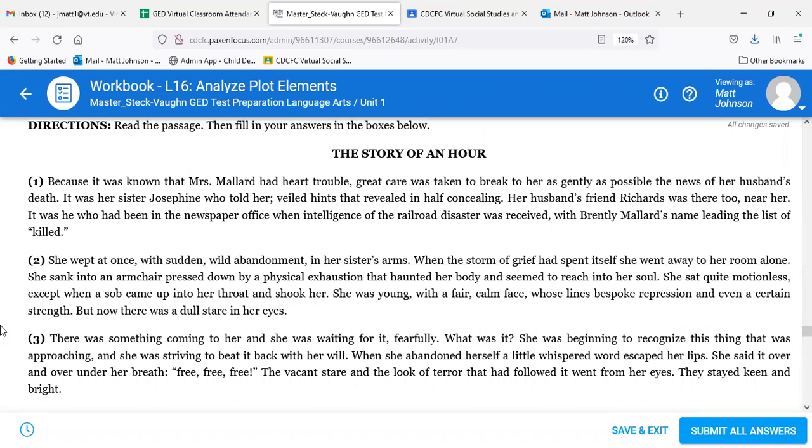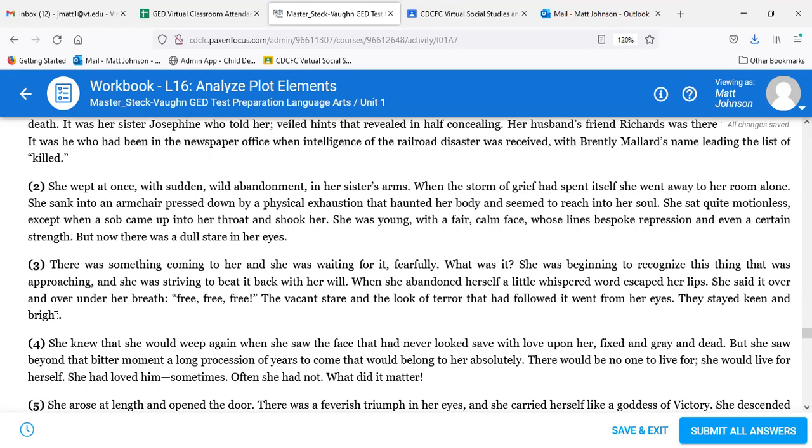She wept at once with sudden wild abandonment in her sister's arms. When the storm of grief had spent itself, she went away to her room alone. She sank into an armchair, pressed down by a physical exhaustion that haunted her body and seemed to reach into her soul. She sat quiet, motionless, except when a sob came up into her throat and shook her. She was young, with a fair, calm face whose lines bespoke repression and even a certain strength, but now there was a dull stare in her eyes. All right, Grace, you want to take the next one?